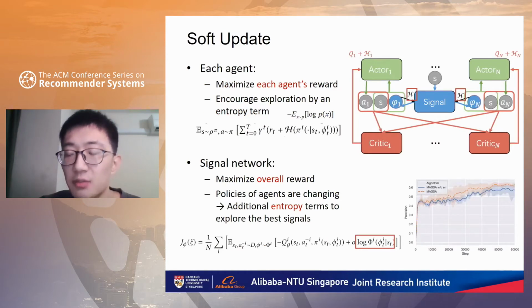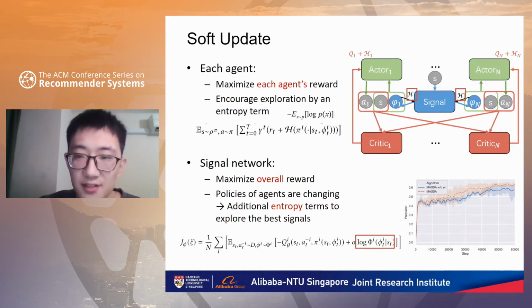For each agent, we apply the soft actor-critic algorithm to update parameters, which adds an entropy of positive pi to encourage exploration. Each agent aims to maximize its own reward. For the signal network, the objective is to maximize the overall reward. However, the policies of the agents are changing over time. So we propose to use the interface regularized version of the update to explore how to choose the best signals.